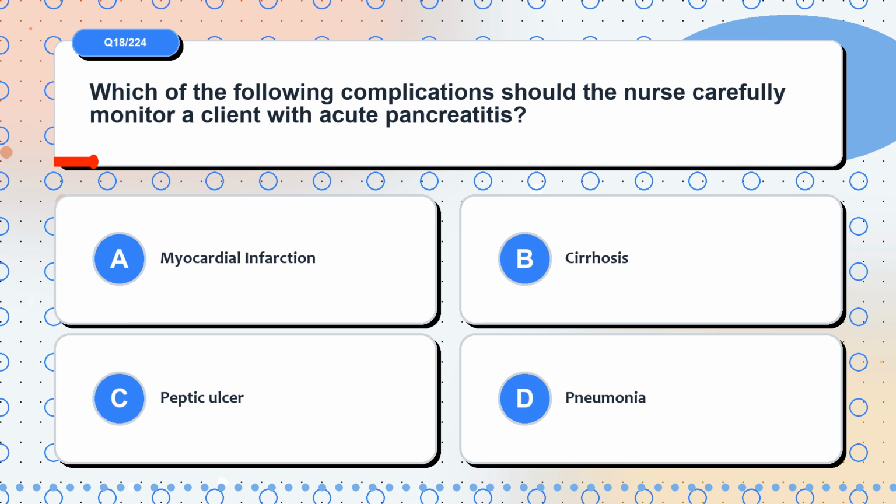Question 18. Which of the following complications should the nurse carefully monitor for in a client with acute pancreatitis? Here are the options. Option A. Myocardial infarction. Option B. Cirrhosis. Option C. Peptic ulcer. Option D. Pneumonia.